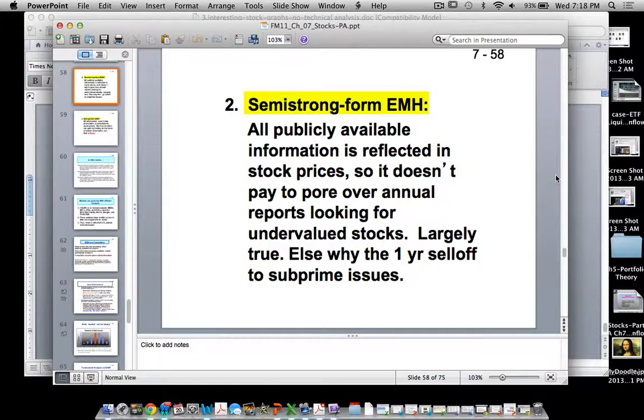Semi-strong, all information is reflected. So it doesn't pay. So I'm adding a little more explanation. It doesn't pay to pore over annual reports. If that was the case, let's say, why would it take 1 year for subprime issues to eventually sell off? Bear Stearns went bust in March of 2007, I remember.